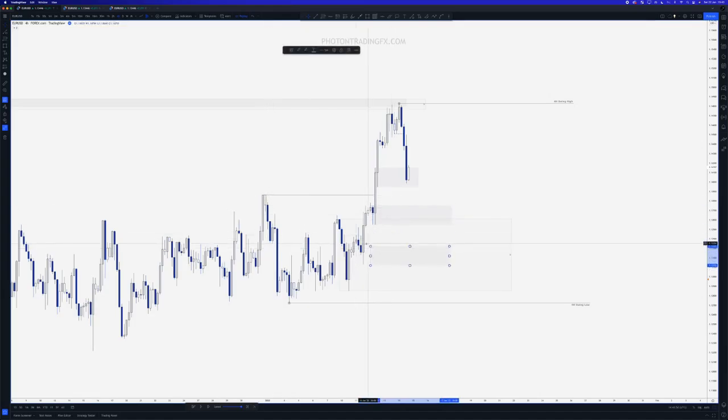And then the next POI we have, again, another sell to buy. This is another good level. Again, it led to a breaker swing structure, okay?